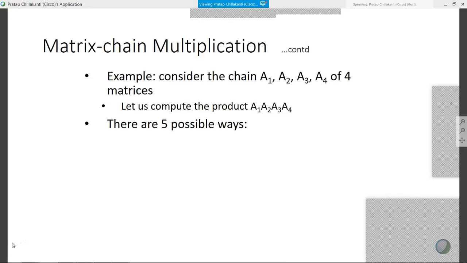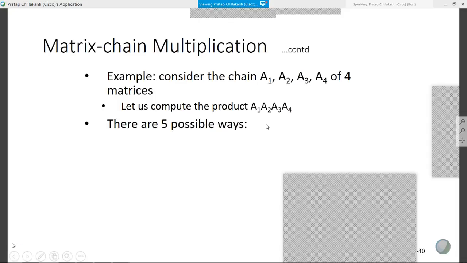Okay. So we are looking at A1, A2, A3, and A4. Okay, we want to compute the product of A1, A2, A3, and A4. Okay, now here I did not give the dimensions. Dimensions we are assuming that they are in sync, the right dimensions. Okay, now there are 5 possible ways of computing them.